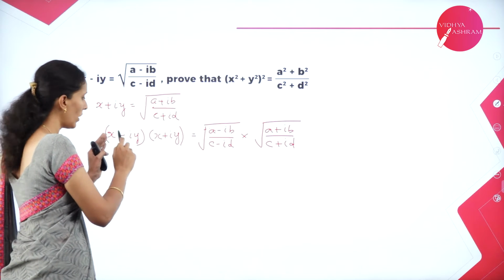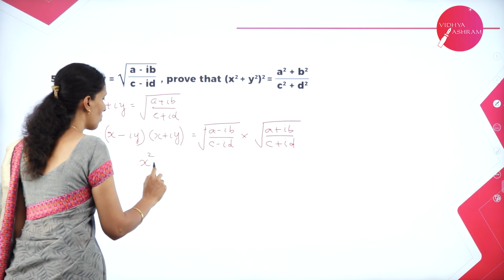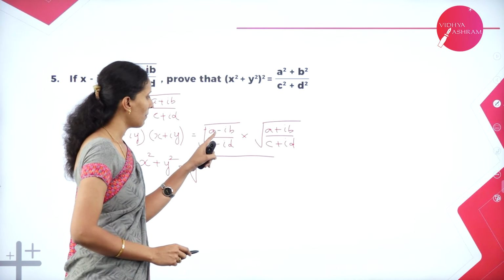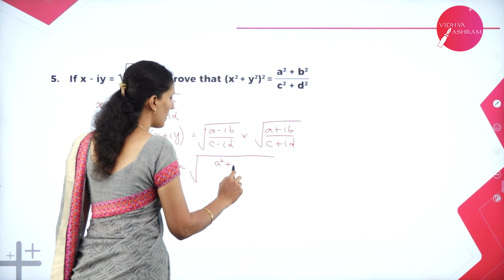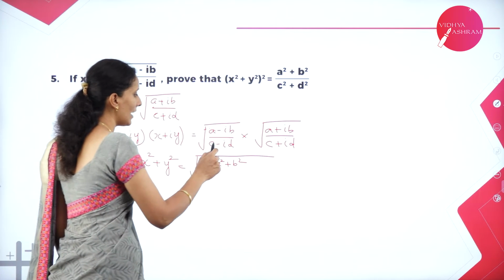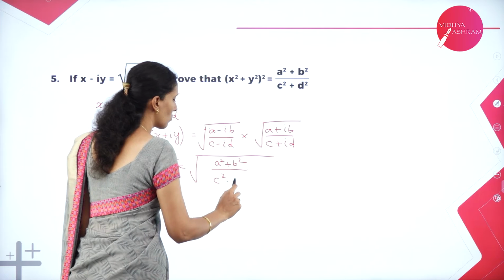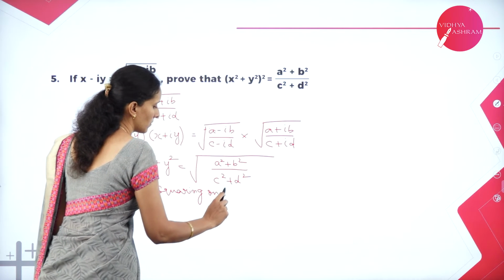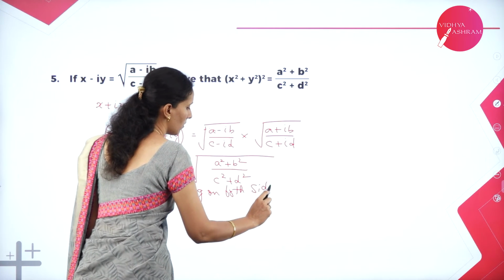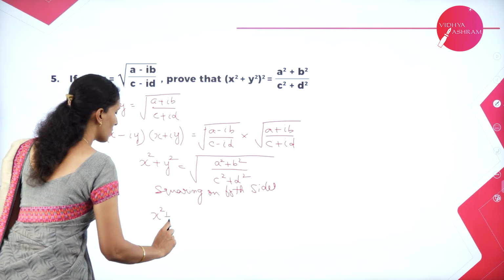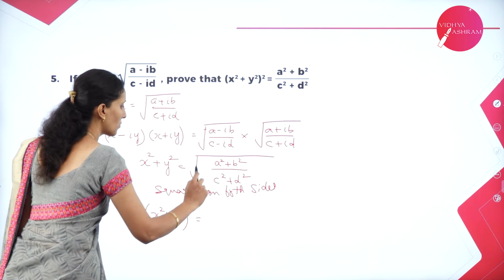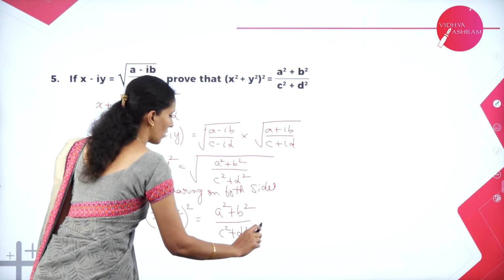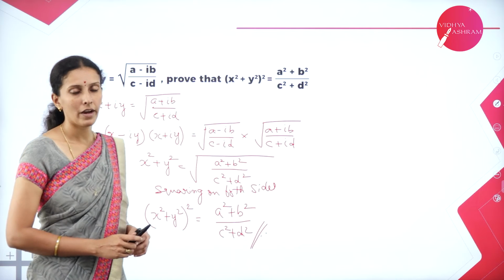Multiply these two. We have already known x minus iy, x plus iy can be written as x square plus y square. And here this is square root of, you can multiply because both are square roots. (a minus ib)(a plus ib) can be written as a square plus b square, which is of the same form. Again (c minus id)(c plus id) can be written as c square plus d square. Now squaring on both sides, this will become (x square plus y square) whole square. And here the square roots cancel, which is (a square plus b square) divided by (c square plus d square). So this is the required equation.